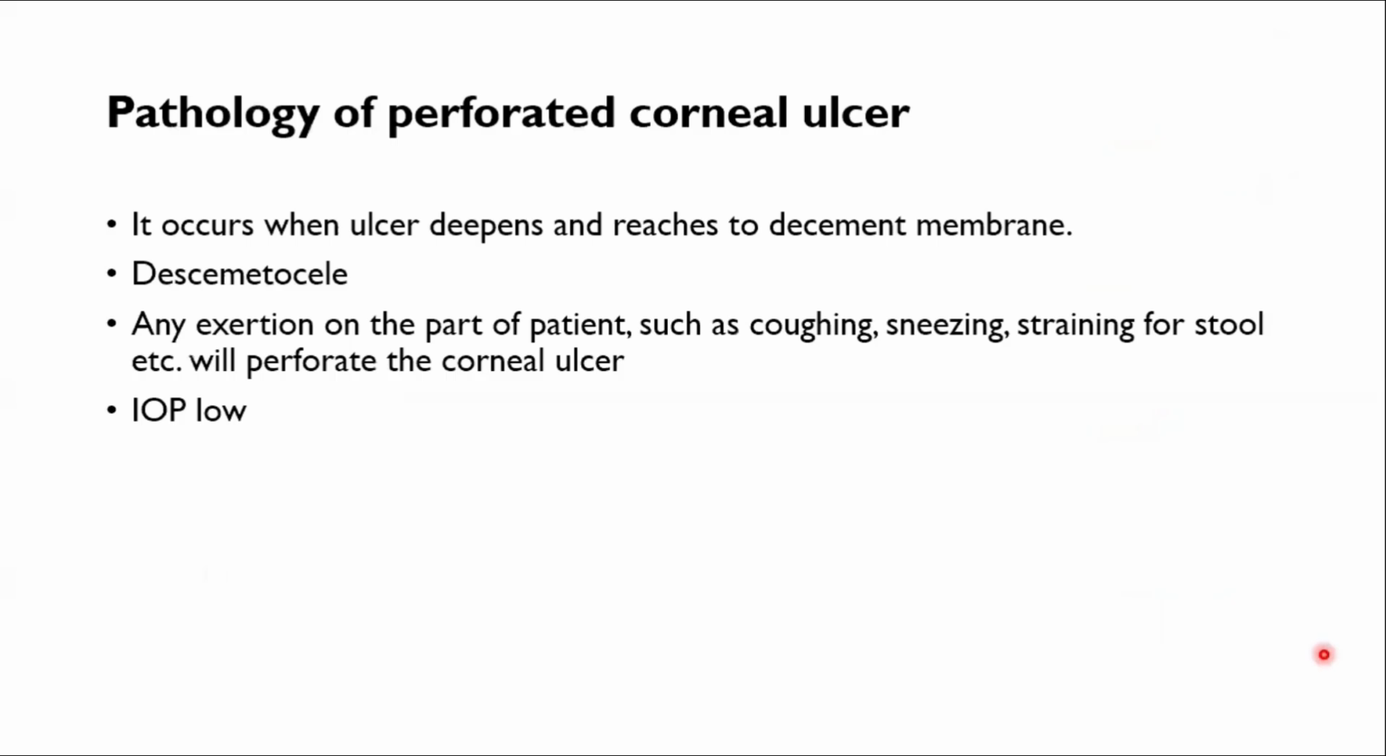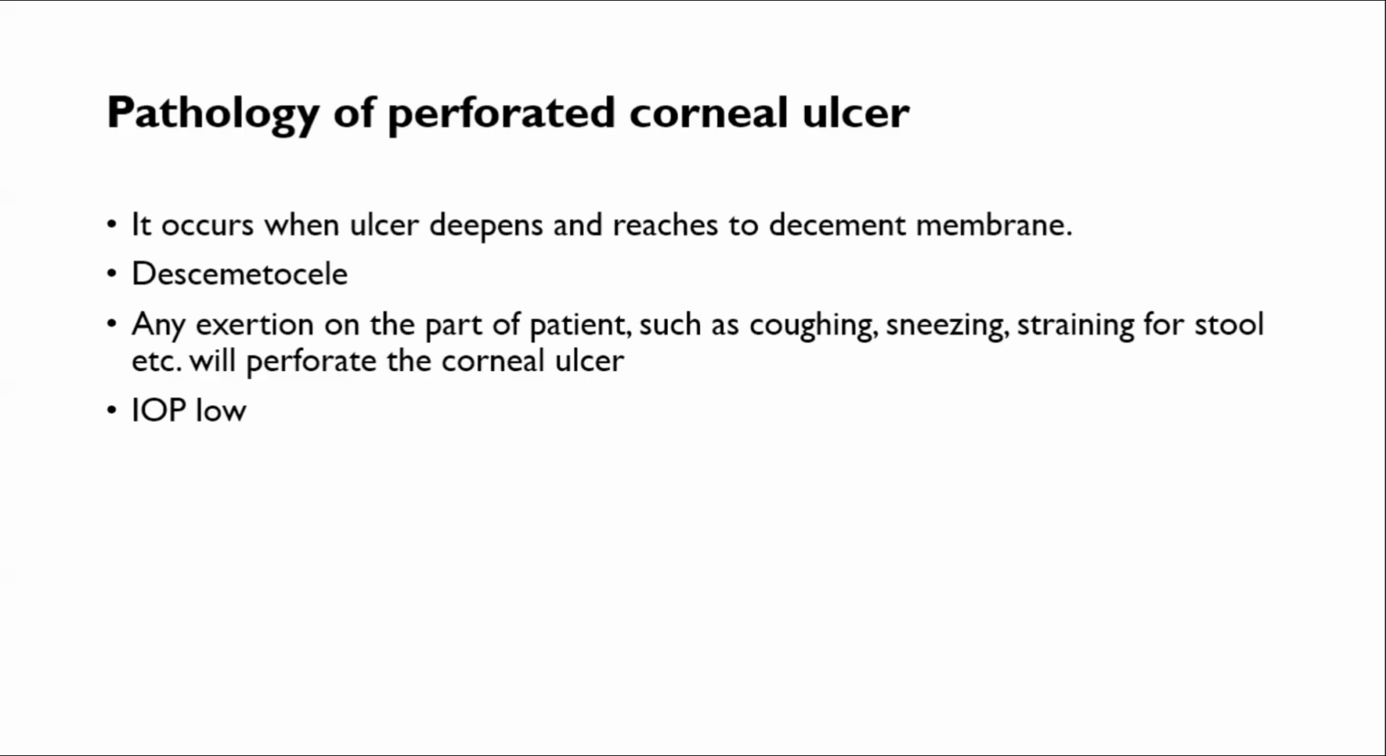Now let's delve into a severe complication of corneal ulcers, that is corneal perforation. This basically occurs when an ulcer deepens and eventually reaches Descemet's membrane, and that will lead to significant complications. As we know, when the corneal ulcer progresses to the stage where it reaches Descemet's membrane, it forms a descemetocele. This is a situation where the ulcer has eroded down to the deeper layer of the cornea.